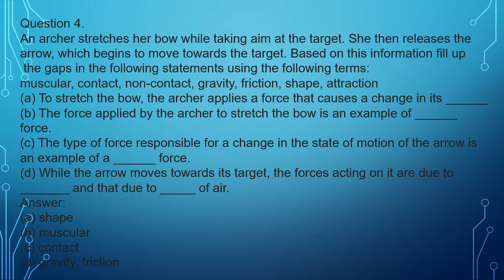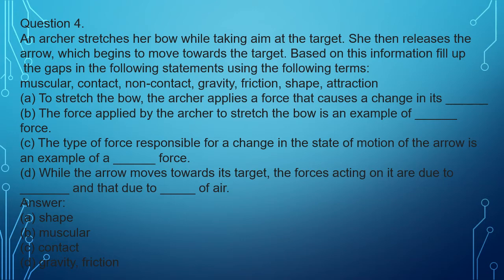Children, for the first one, to stretch the bow, the archer applies a force that causes a change in its shape. When the archer applies a force, there is a change in the bow, so it changes its shape. The answer is shape. The force applied by the archer to stretch the bow is an example of muscular force. The answer for B is muscular force.